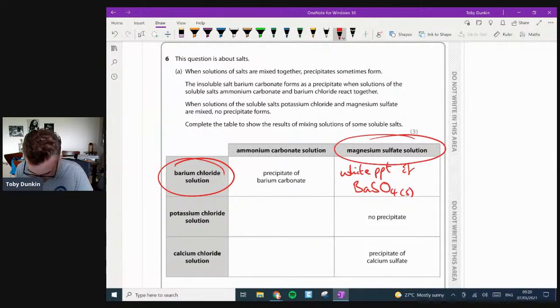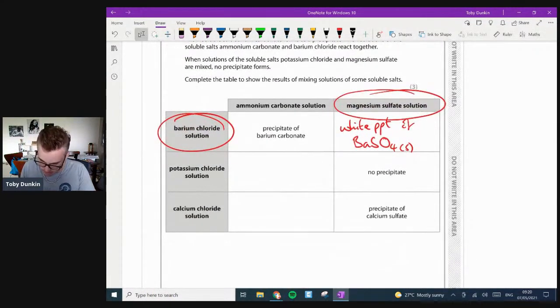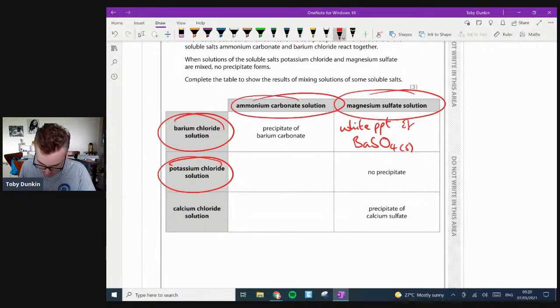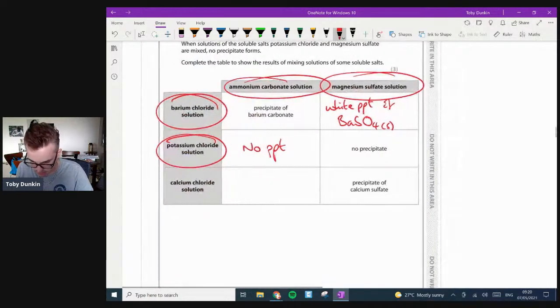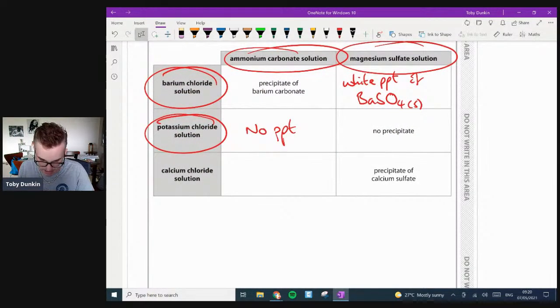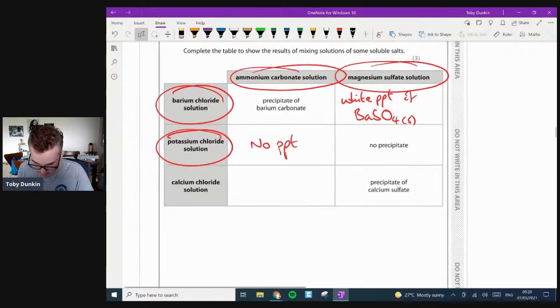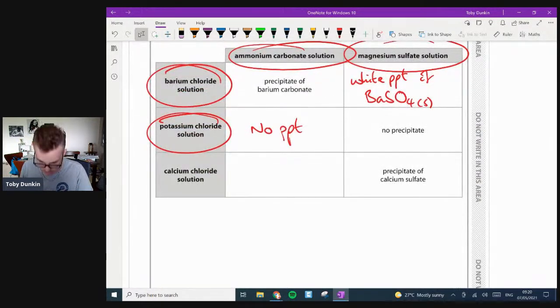Complete the table showing the results. Barium sulfate, perfect. Next, potassium chloride and ammonium carbonate solution. Nada. No change. No precipitate. You're not allowed to write PPT in your exam, by the way. You have to write precipitate. I'm just saving myself the time. The reason is potassium carbonate is soluble. Ammonium chloride is soluble. They're all soluble. Yeah. Know your solubility rules.